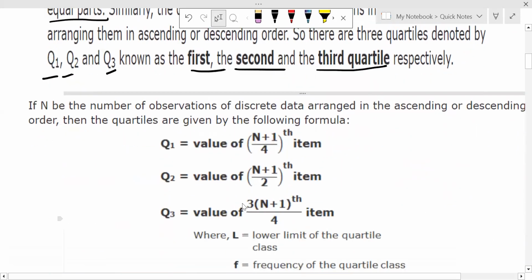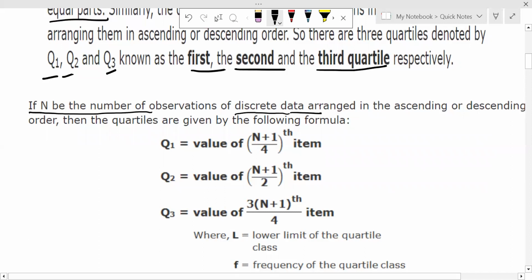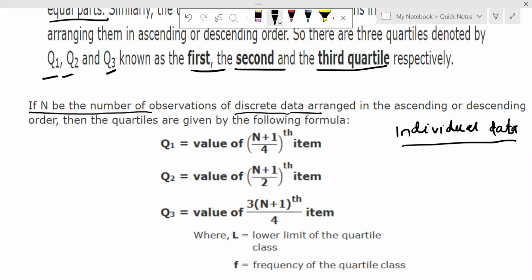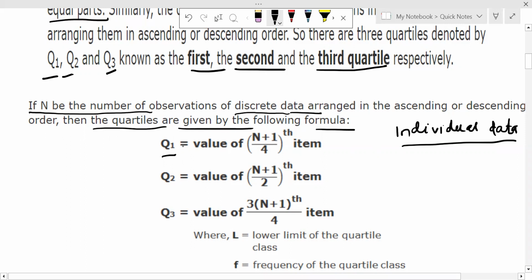If n is the number of observations of discrete data, meaning individual data is given, first of all we arrange all this data. Then the quartiles are given by the following formula. Q1 is the value of the (n plus 1) by 4th item.